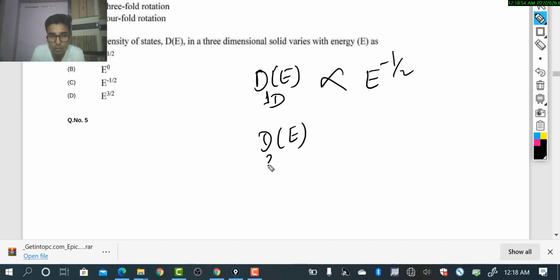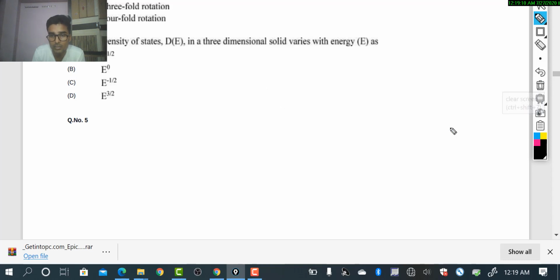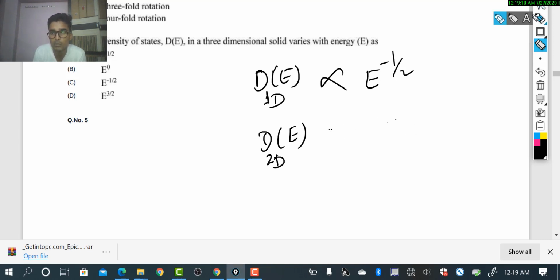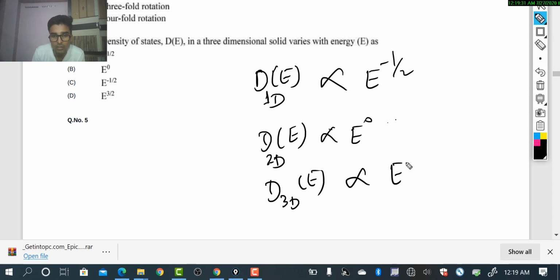For density of states for a 2-dimensional material like thin films, it doesn't vary. It is constant. It doesn't vary with energy. So we can write that for 2D, the density of states doesn't depend on energy, so it is proportional to E to the power 0. It is constant. And for density of states for a 3D material, it varies as E to the power half.